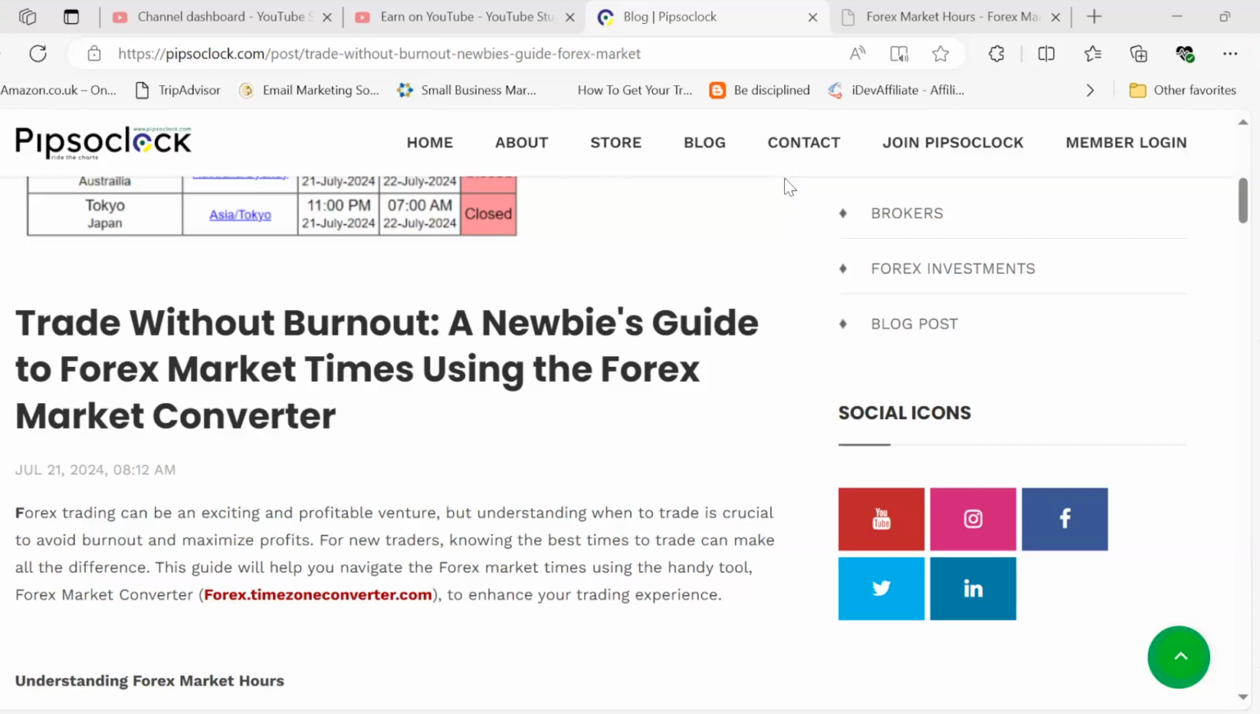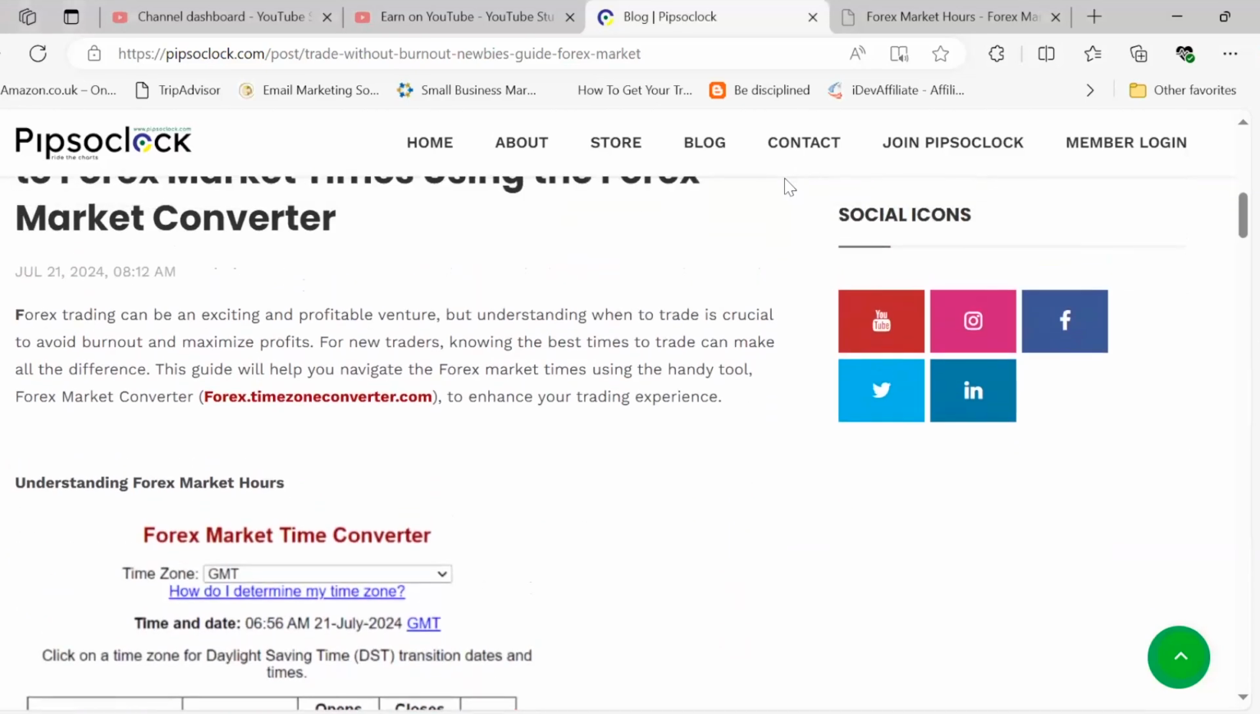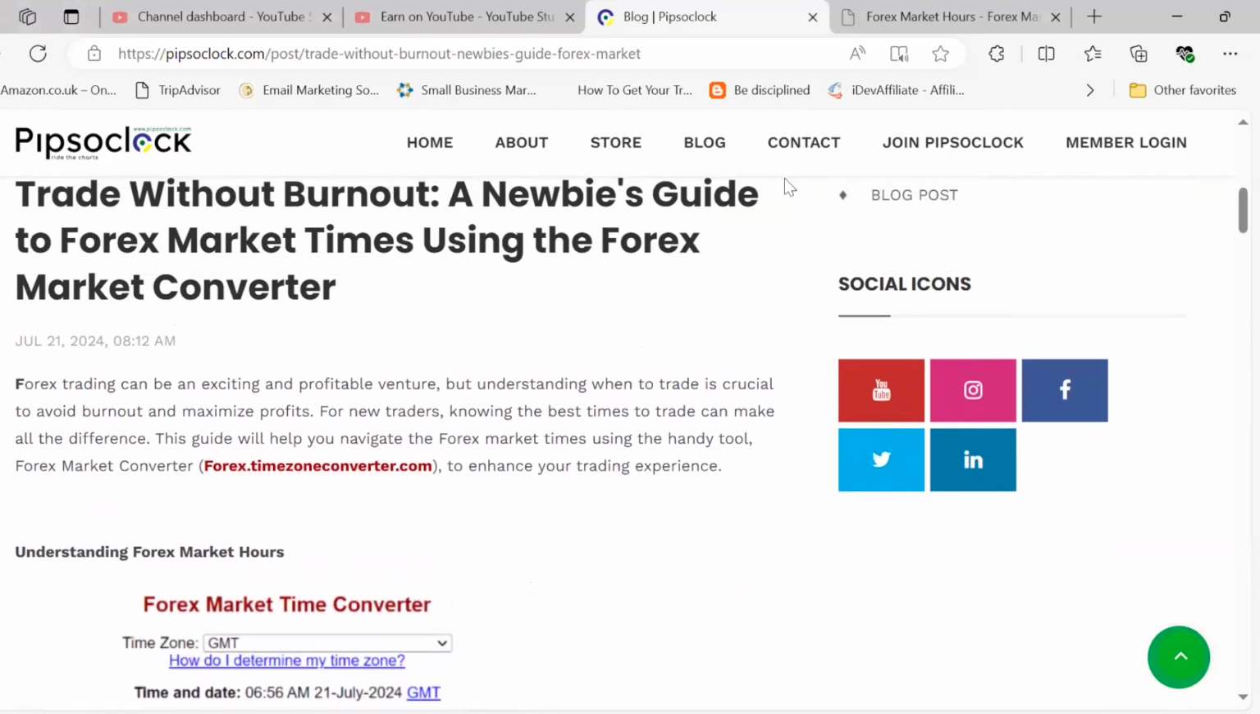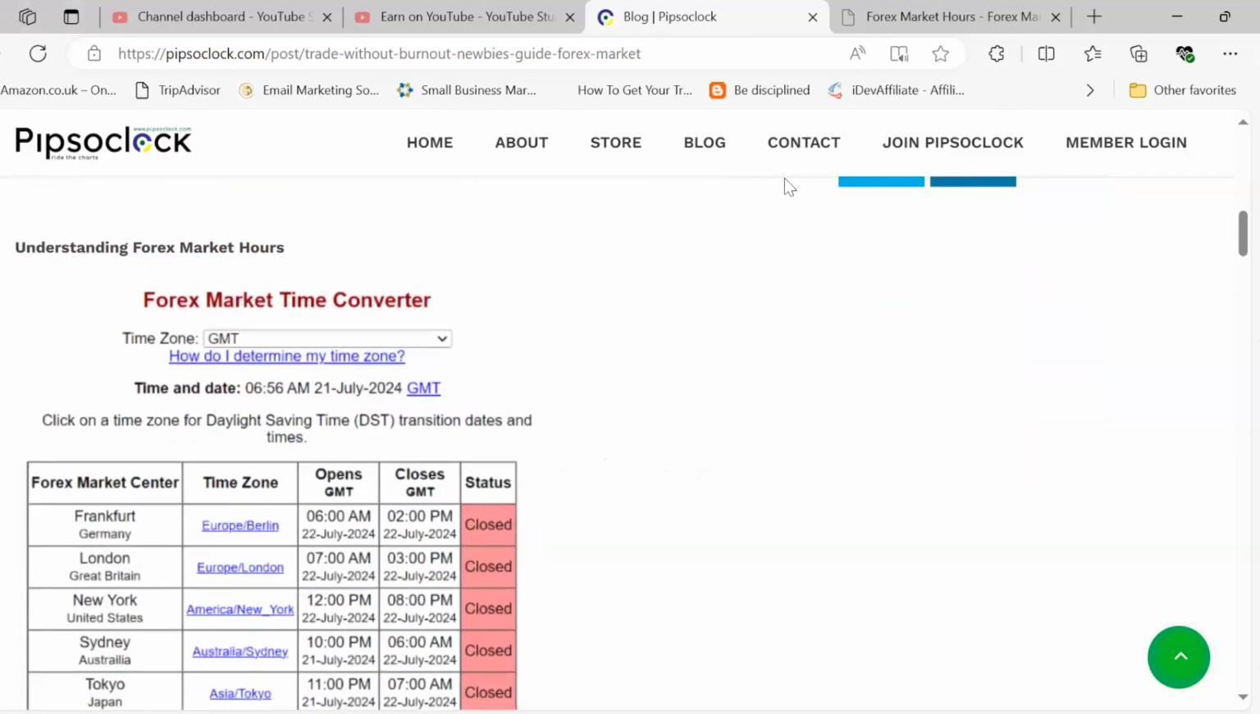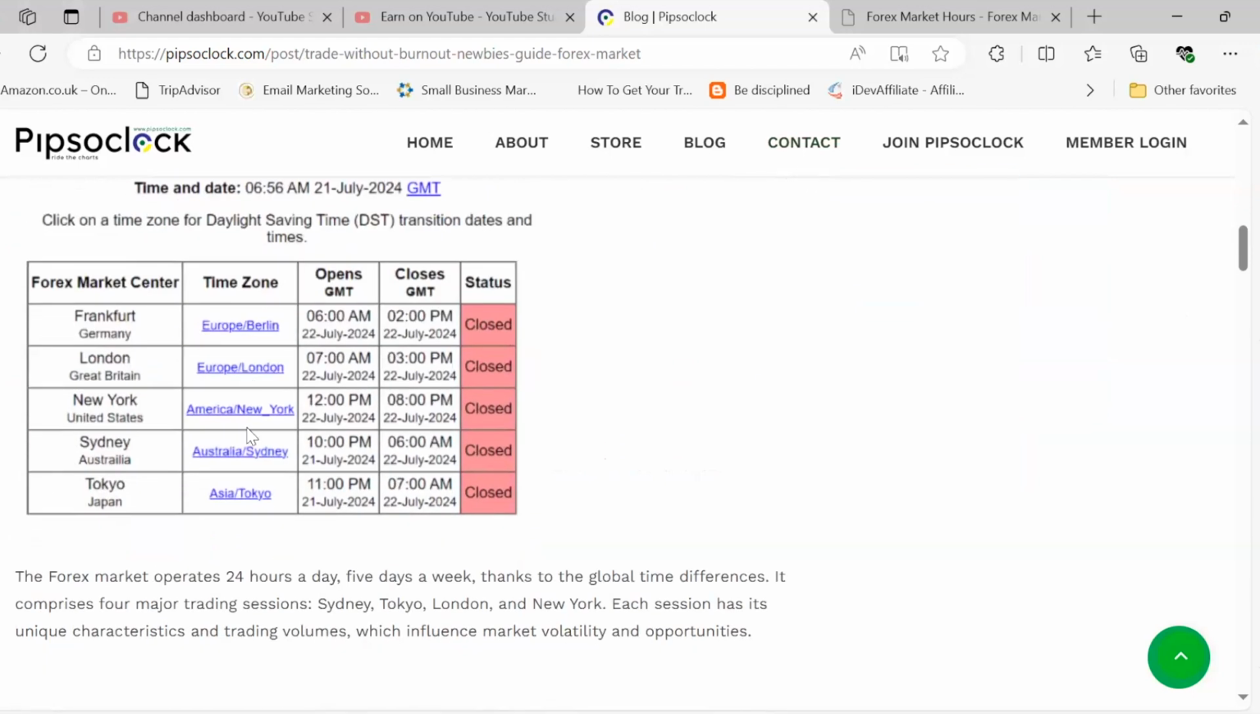So to avoid burnout, to avoid experiencing this kind of situation, there's a need to use this tool that we want to talk about today. We are going to be looking at understanding Forex Market Times and using this handy tool called the Forex Market Converter. You can find it on the website forex.timezoneconverter.com. We are going to use that to enhance our trading experience. I'll just run through the points here, then we'll go over to forex.timezoneconverter.com. You can see the way it looks, but we are going to go over to it.